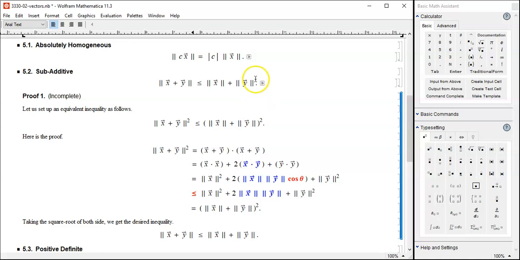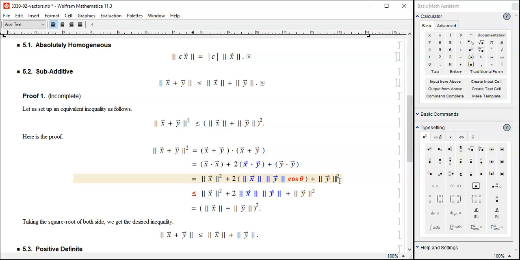Let's recap this. We want to prove this, but it's a little bit difficult to prove it. So we set up appropriately by taking the square of both sides. Starting from the left-hand side, we use the property or the definition of the norm. Dot product of itself. Just fold it out, just algebraic manipulation. And then dot product of itself is norm squared, no problem there. Now this inner product is the same as norm times norm times cosine of theta.